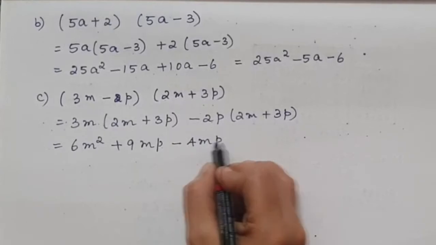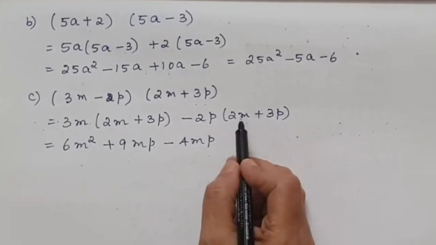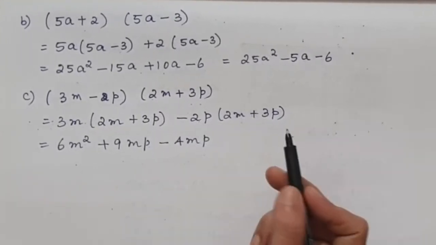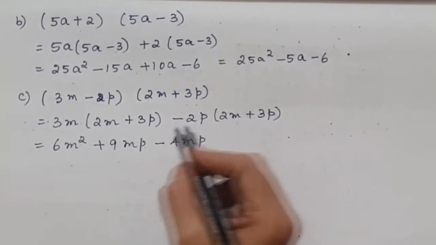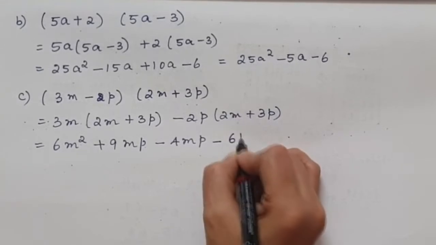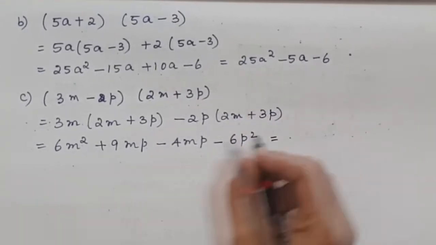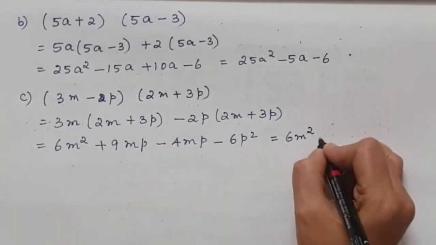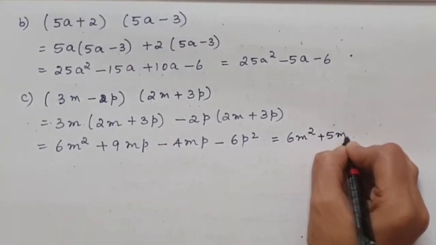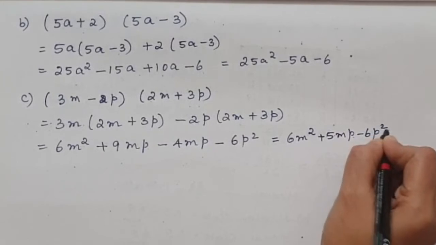If you write pm or mp, it's the same. 3 multiplied by 2 or 2 multiplied by 3 will give you the same answer, 6. So pm can be written as mp also. There is no wrong. Minus 6p squared. So when we simplify it, it is 6m squared, 9 minus 4 is 5, plus 5mp minus 6p squared.